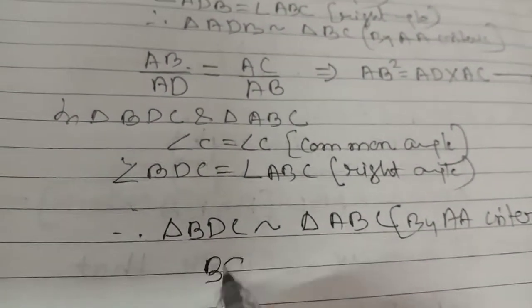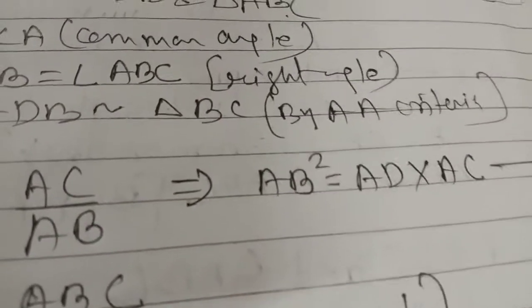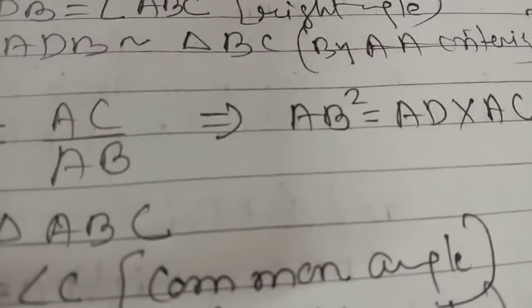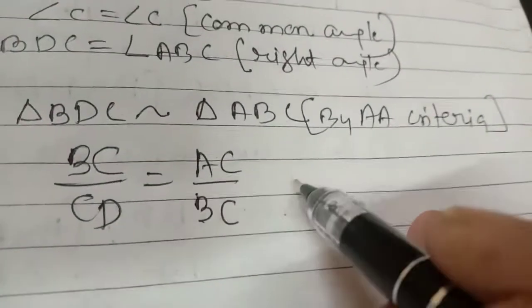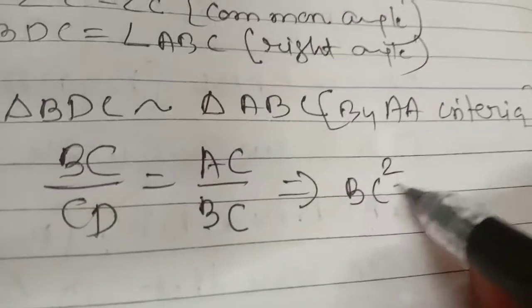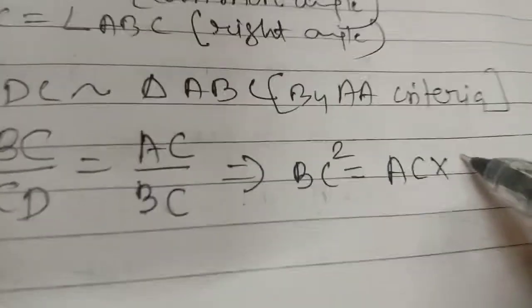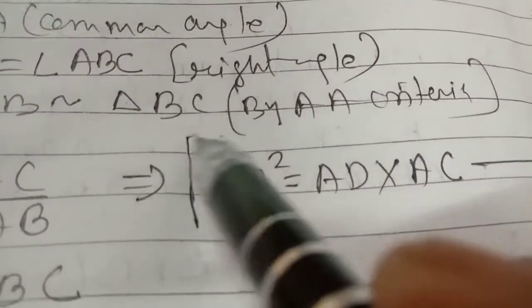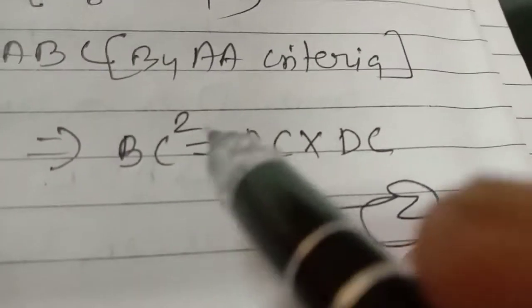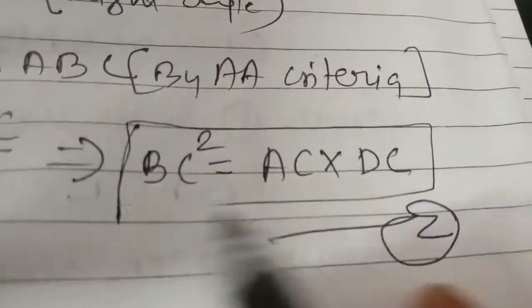So I will write here BC upon CD, and again the whole side is AC upon BC. So what I will get here? I will get BC square is equal to AC into DC. That is equation number 2. So we got the first one, AB square is equal to AD into AC, that is important, and here BC square is equal to AC into DC.